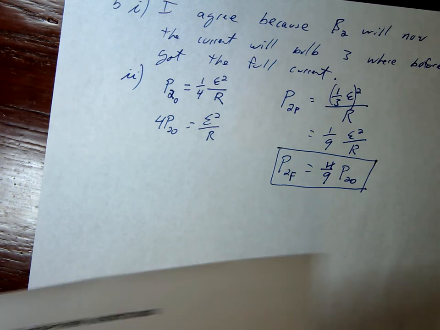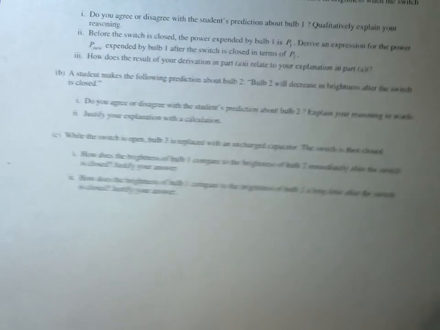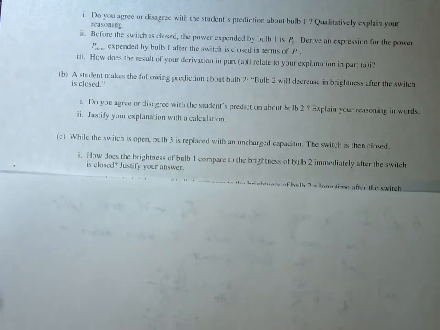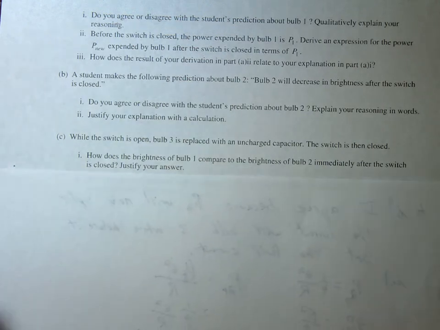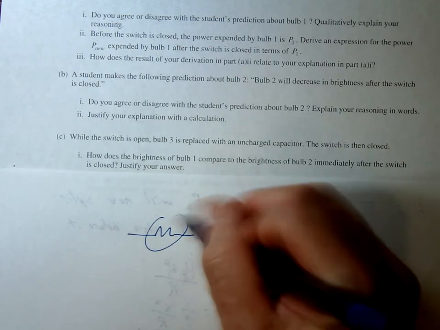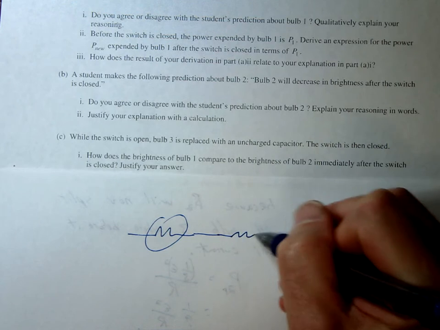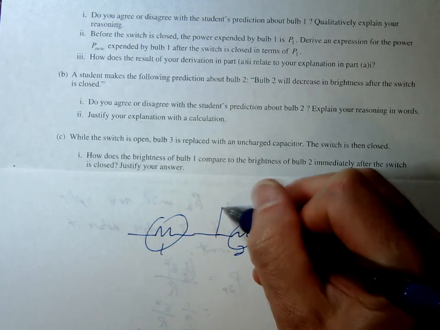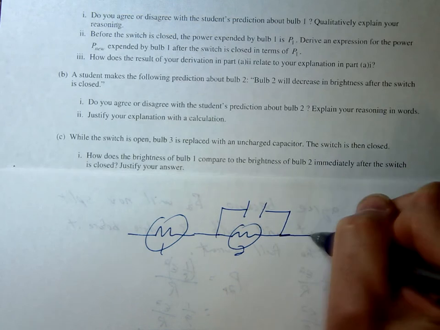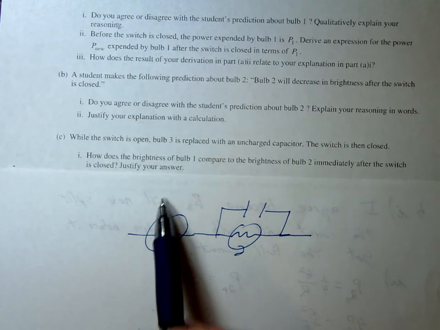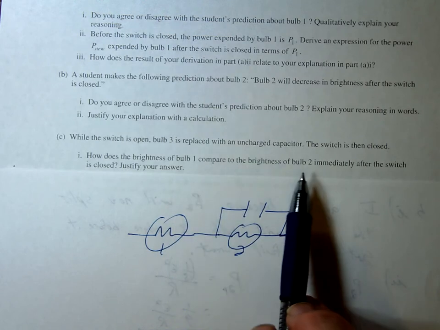Okay, alright, that brings us to our final question. We're now going to put a capacitor here. How does the brightness compare immediately after the switch? So again, here's our circuit. This is 1, this is 2. We're now going to stick a capacitor here. So how does the bulb compare to the brightness immediately after?